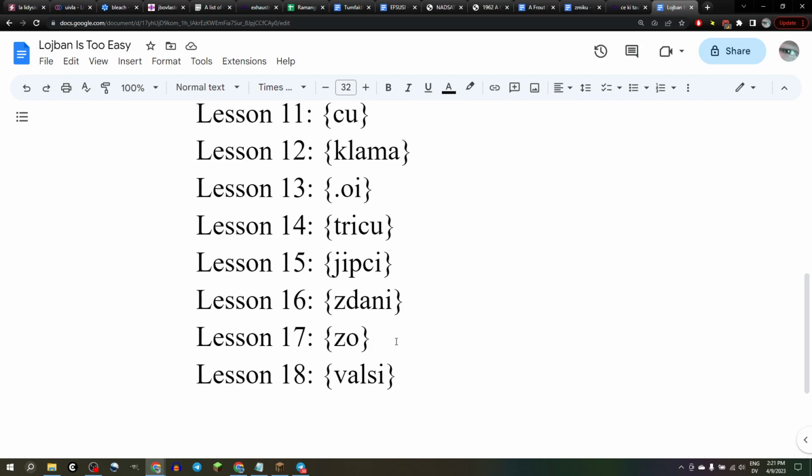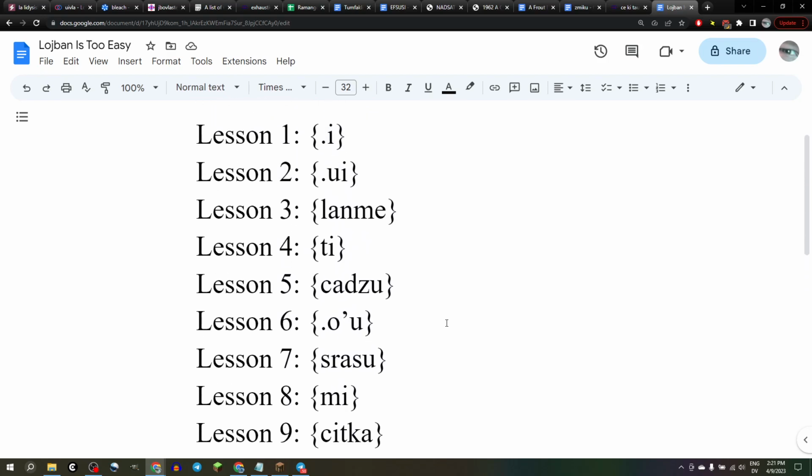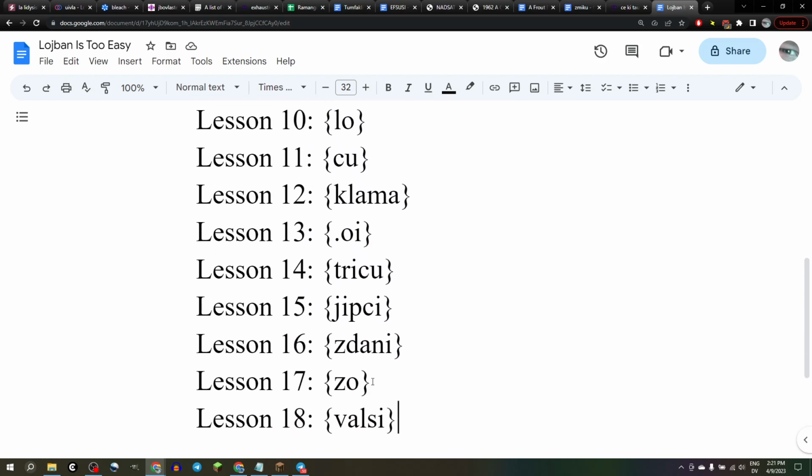words with zo, a word that quotes a word and makes a noun saying this word. Like zo zdani means the word zdani, not a house, but the word zdani. Now, next we're going to learn the word valsi, which is a verb meaning to be a word. I thought that would be useful since we have zo now. One thing we could already do with zo is we can make nonsense. And Lojban is so good for nonsense.